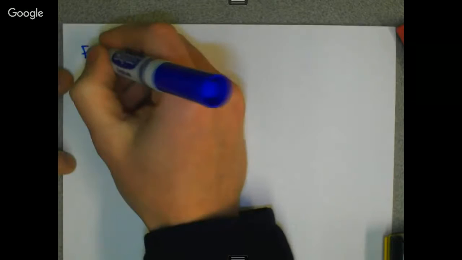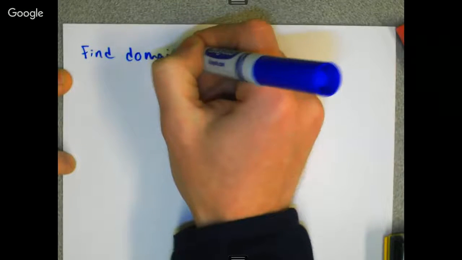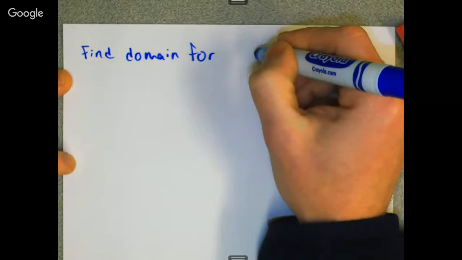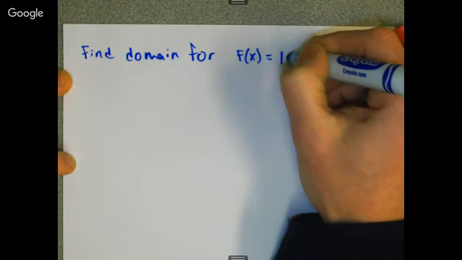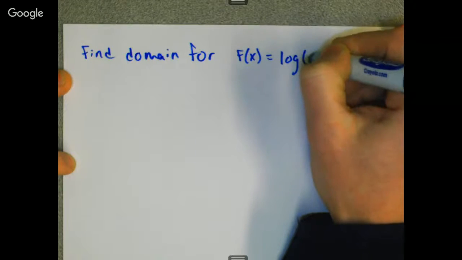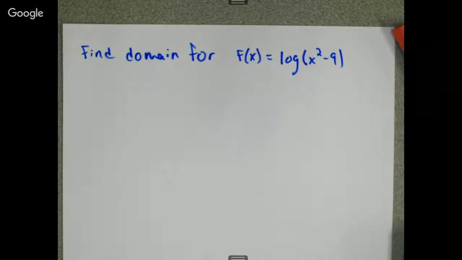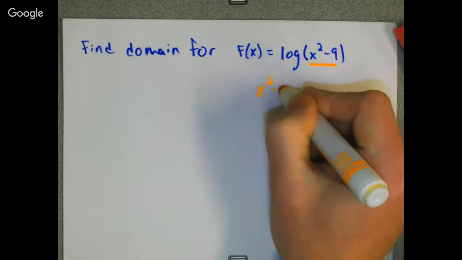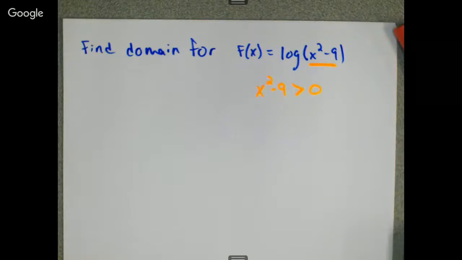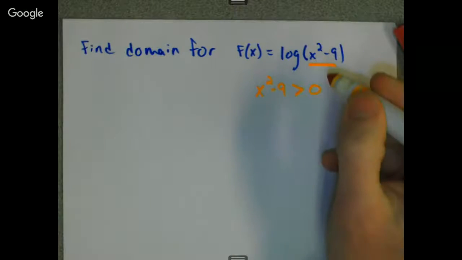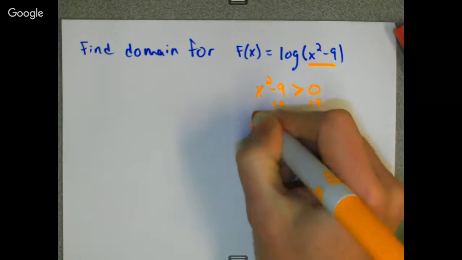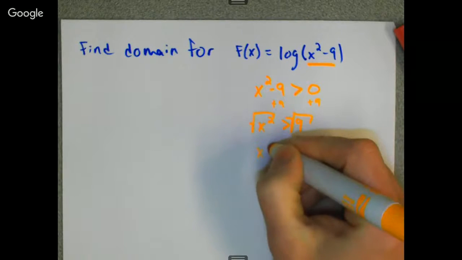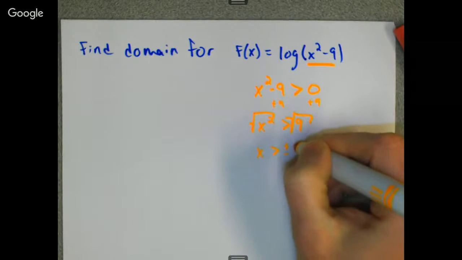Okay, we talked a little bit about finding domain. So let's say find the domain for f of x equals, let's try something a little bit harder, log of x squared minus 9. This value right here, x squared minus 9, has to be bigger than 0. If I solve that, we'll add 9, so x squared is greater than 9. Take the square root: x is bigger than plus or minus 3.